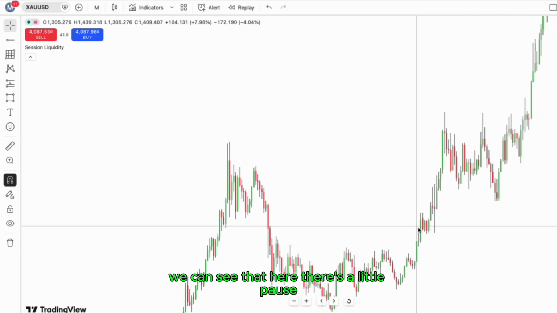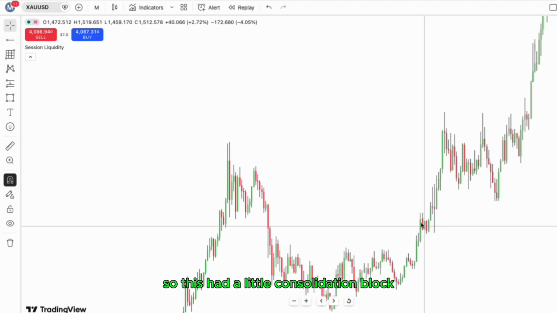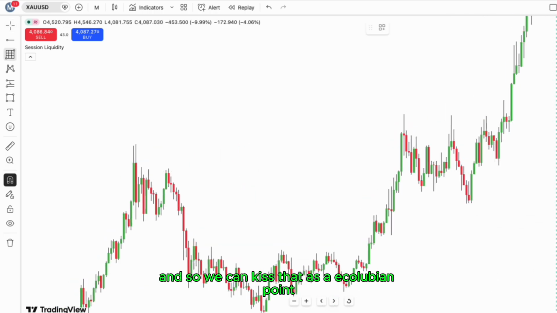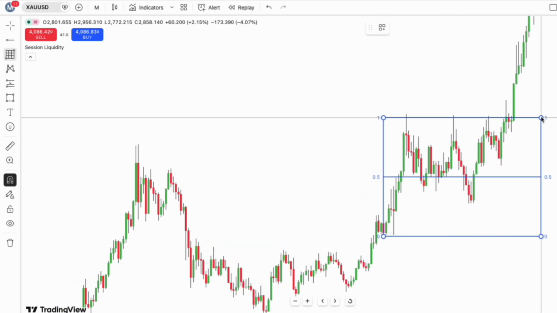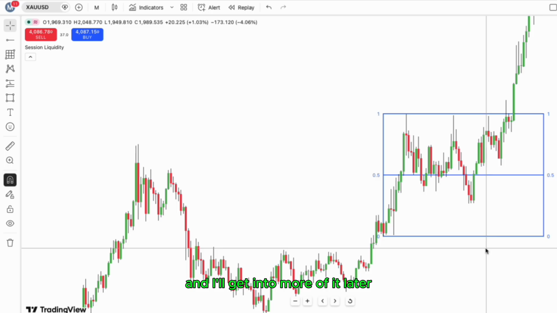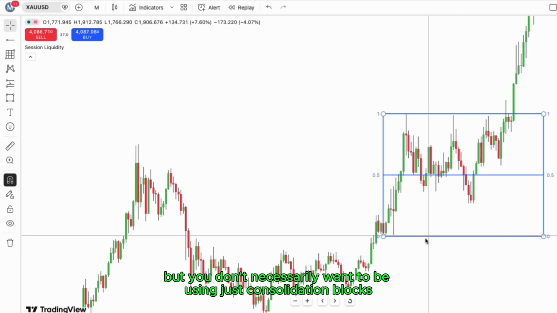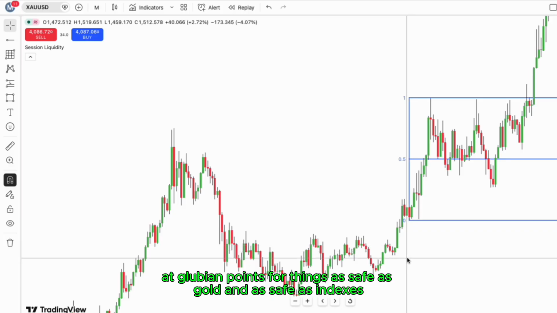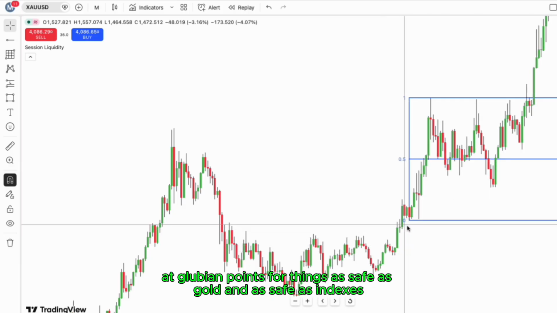We can see that here there's a little pause. There's a little pause area. So this had a little consolidation block and then price broke through out of it, and so we can use that as our equilibrium point. And I'll get into more of it later, but you don't necessarily want to be using just consolidation blocks as equilibrium points. For things as safe as gold and as safe as indexes, you can use this.